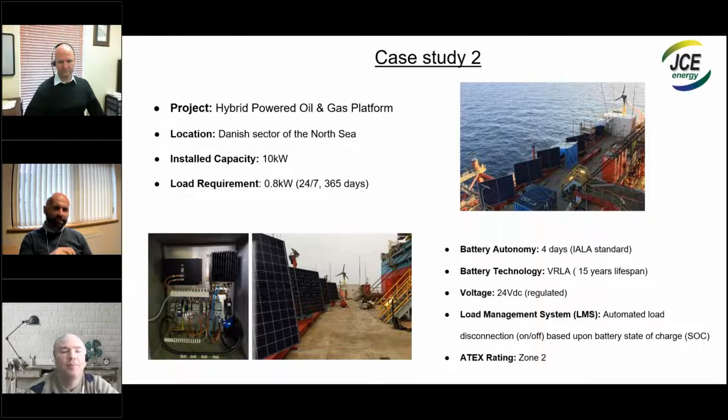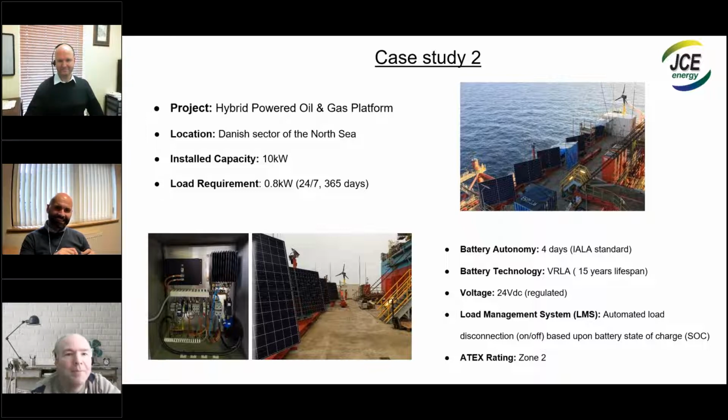The installed capacity includes both the solar panels and the wind turbine. The wind turbine is rated at 3 kilowatts. Plus, we have built a series of, as you can see from the picture, skids equipped with 4 solar panels per skid to reach a total of 10 kilowatts. Okay. Have I answered the question? I hope so.